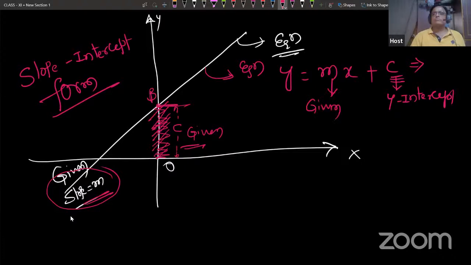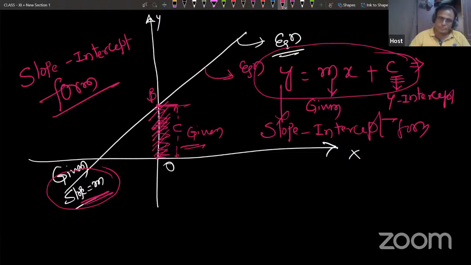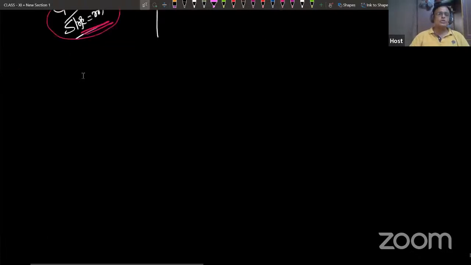So again, here also the same. This equation we are going to derive by using one intercept and the slope. Therefore, this is known as the slope-intercept form of a line. So here, this is the derivation: y is equal to mx plus c. Let us see how we can derive this. All of you see this.